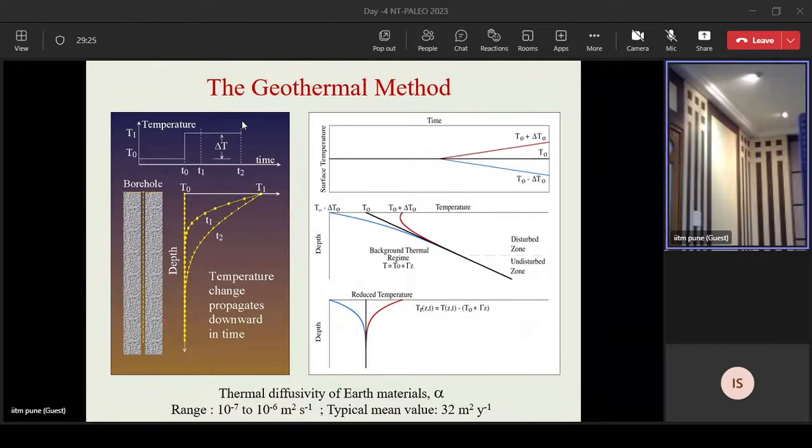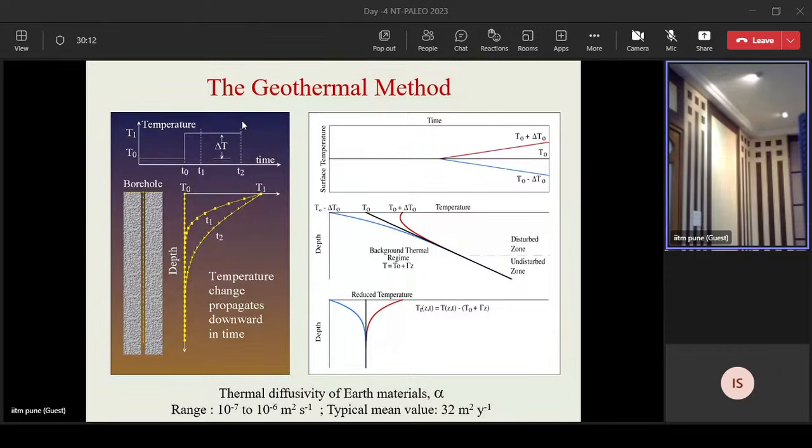Now, if you increase the temperature to capital T1, at a time small t1, that means after some time, as I explained to you, this will get perturbed because the surface temperature has changed. That will diffuse into the subsurface and it will go on perturbing all the temperatures, and you will get a temperature profile like this. Okay. If you allow some more time to pass, so at time t2, without any further change in surface temperature, what is going to happen? The profile will assume this kind of a shape.